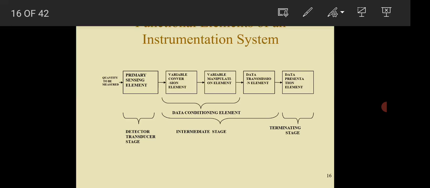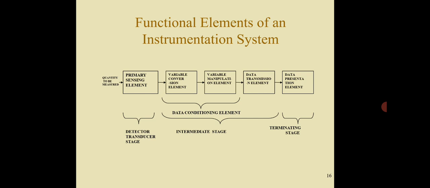Next, after the manipulation of the signal, we transfer it to the data transmission element. Your data transmission element transmits the data to the next block, the data presentation element, which is your output. In simple terms, the input is the transducer and the output is the terminating stage, which is any display unit. In between the starting stage and the end stage, you have an intermediate stage.